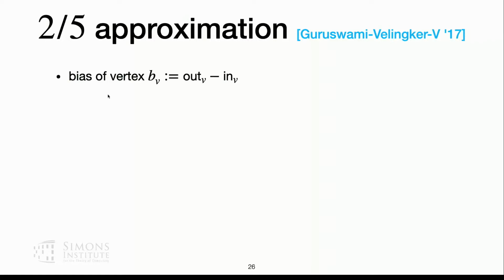So first, what is this bias-based algorithm? The idea is that if you look at each vertex and its bias, which is just the difference between its out degree and in degree, that should pretty much give you an idea of where to place the vertex. For example, if a vertex only has edges going out of it, you should deterministically place it in the left set. And if a vertex only has edges coming in, you should place it in the right set. That's the high level idea.